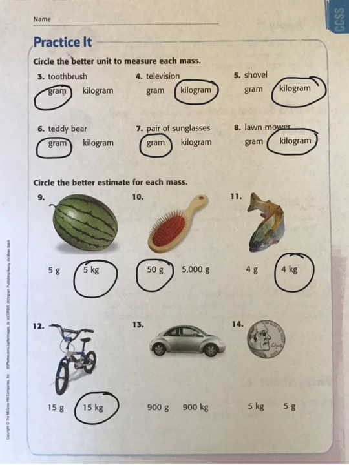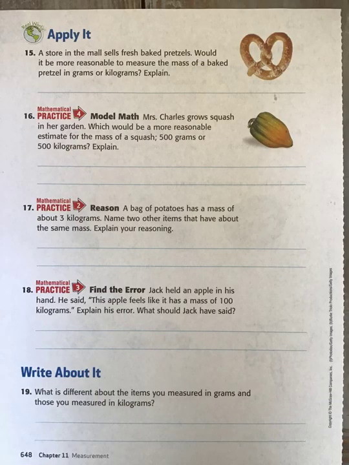And here's our example of the car. Would it be 9 grams or 900 kilograms? Remember my example of the car? It was about 1,150 kilograms. We definitely want to measure a car in kilograms. All right, that is a nickel. Would we measure the nickel in a kilogram or a gram? Definitely 5 grams. Okay, let's turn the page.